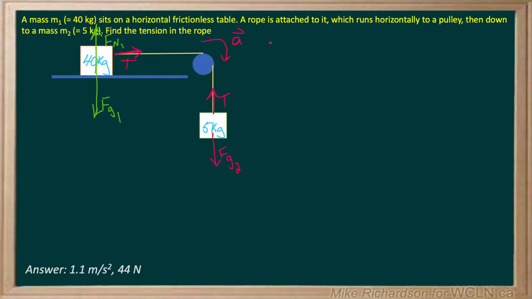So now when I look at the entire system and come up with my equation of motion, I get F net, which is the sum of forces. It doesn't matter what order I do it in. This tension will be positive because it's going in the direction of my acceleration. This tension will be negative because remember the 5 kilogram mass is falling, so this is going against the acceleration, so minus. And then Fg2 is positive because it's going in the direction of the acceleration. Notice that the tensions cancel once again.